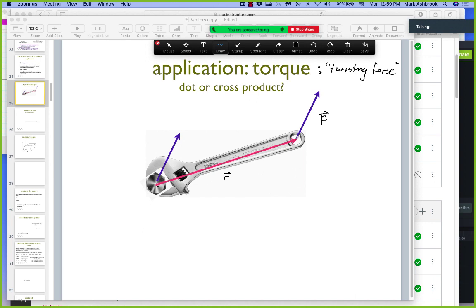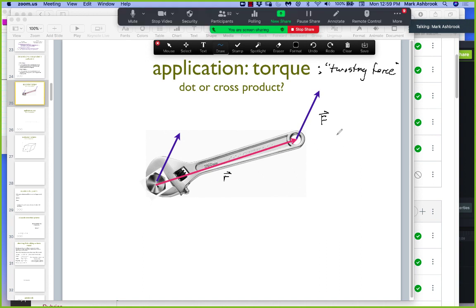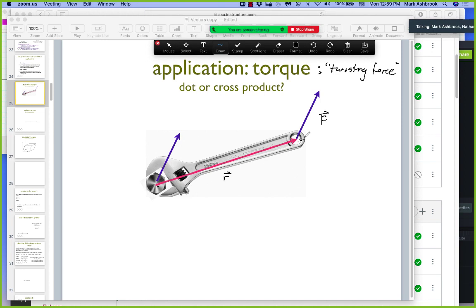Okay, so then the question is, would the amount of twisting force be a matter of cross product or dot product of r and F? So we ask, is it maximized when these are orthogonal? Do we get the maximum twisting force when these vectors are orthogonal, or when they're parallel? Orthogonal.